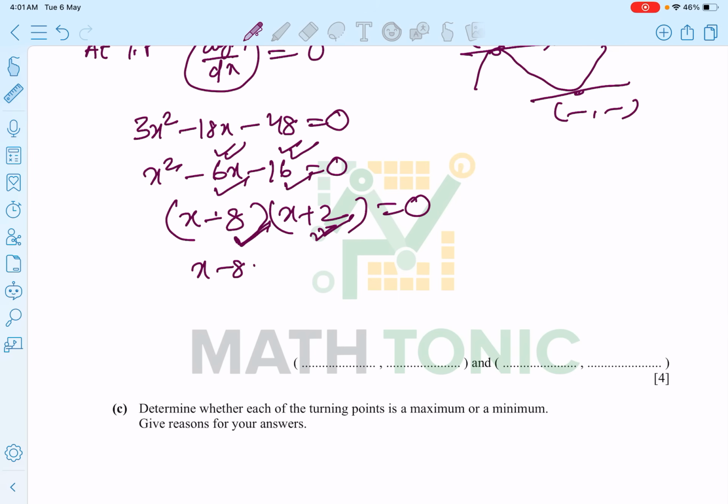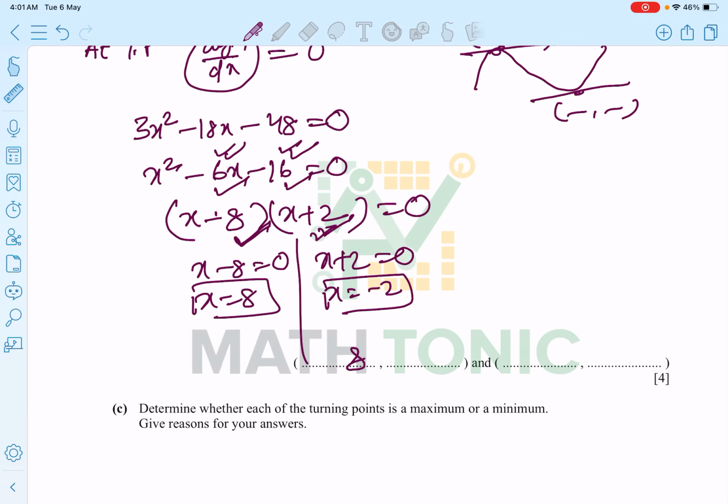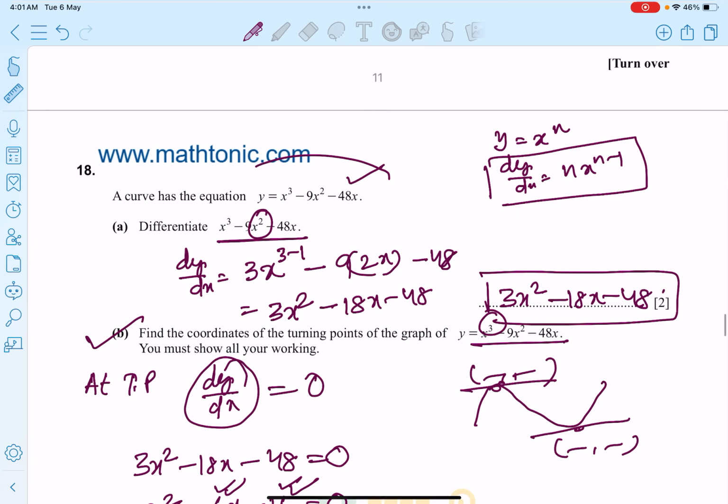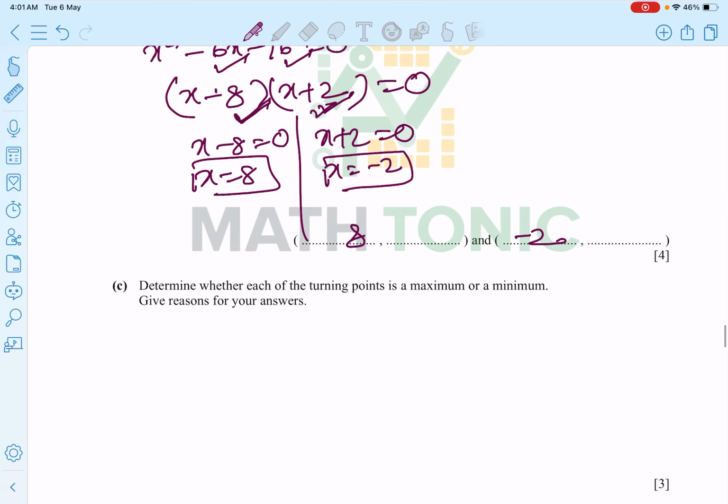So if I expand it, I get x minus 8 equals 0 and x plus 2 equals 0. So we got a value of x equals 8 and a value of x equals minus 2. So one is 8 and one is minus 2. Did you get it, everyone? Then how to find the y coordinate? For the y coordinate, we have to use the original equation: y equals x cube minus 9x squared minus 48x.